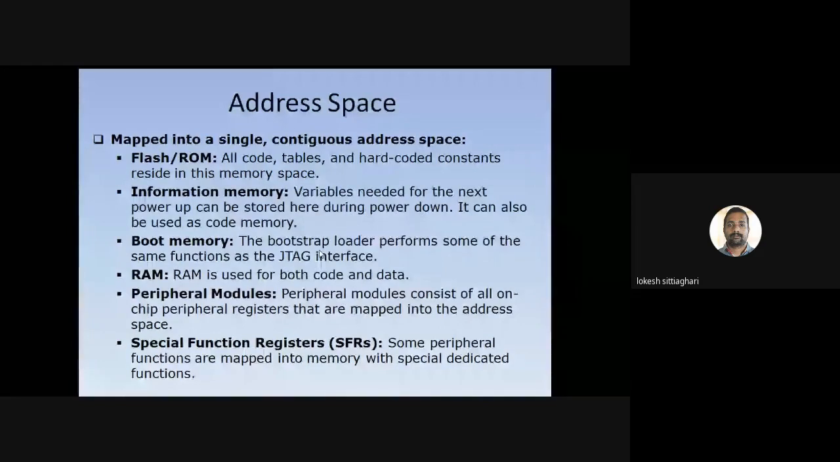Next we have RAM. RAM can be utilized for both code and data, but particularly we will use it for data here. For peripheral modules, we have IO based memory addressing. That's why we need to give the peripheral modules IO addresses. Next we have the special function registers. Some peripherals are mapped into the special functions also.